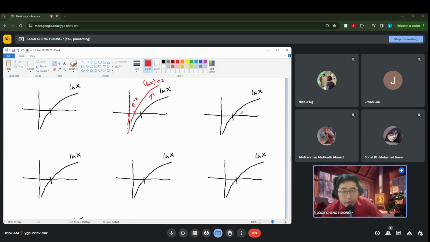Then what if I have ln of (x plus 2)? Initially this is the value 1, so I will have plus 2. So I will go to here and go to here. ln of the bracket x plus 2. This one becomes minus 2 now. This one becomes minus 1, because it's going to the left by 2 units. So this one becomes ln 2.